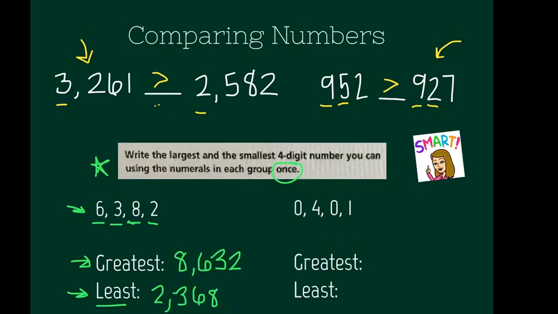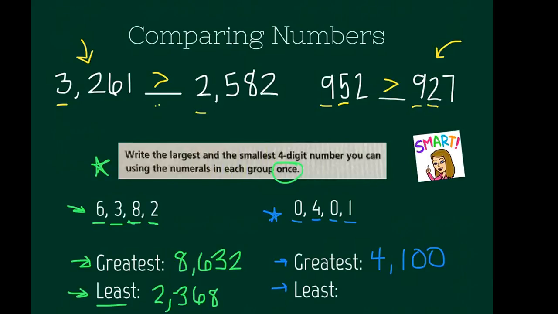Now, I have another example to try. This time they give me the numbers 0, 4, another 0, and a 1. Well, remember to make the largest number, I need to put the biggest number first. So 4,000, since 4 is my largest number here. The next largest I have is a 1, so it'll have to be 4,100. And then because all I have left are zeros, and those are equal value, I'll place those next. So 4,100 is the largest number I could make.